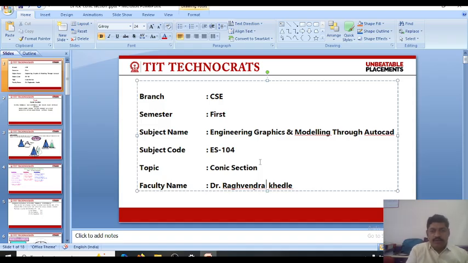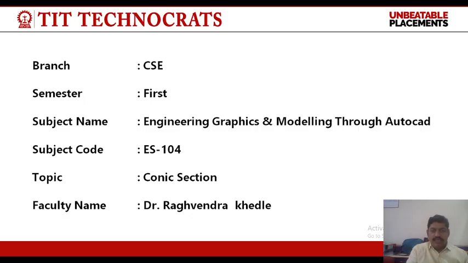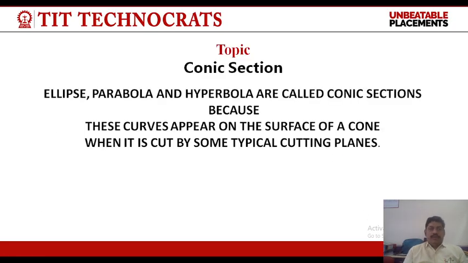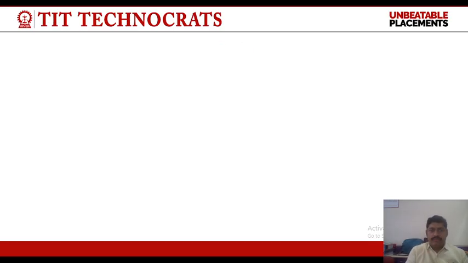This is the second topic of Engineering Graphics and Modeling through AutoCAD, and the topic is conic section. In the conic section, there are three shapes. First one is ellipse, then parabola, and last one is hyperbola. These curves appear on the surface of a cone when it is cut by some typical cutting planes.